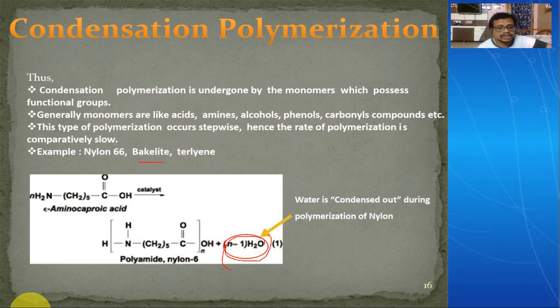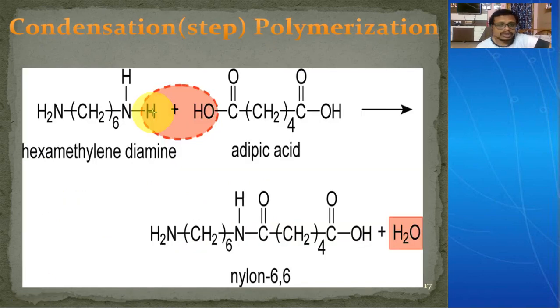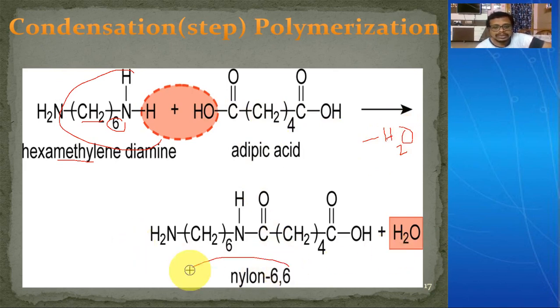Nylon 66 is also an example. This is what I want to show about nylon 66. Hexamethylene diamine: hexa means how many carbons? 6. Methylene, right? Amine means NH2. This is adipic acid, with 6 carbons. By condensation the water molecule is removed, minus H2O. So the water molecule is removed, and this forms what is called nylon 66.